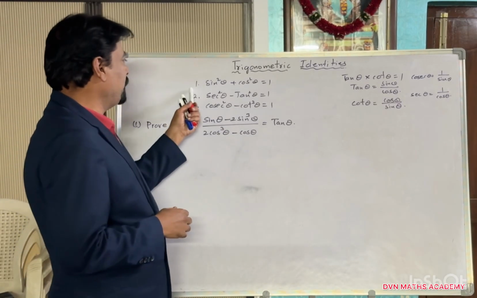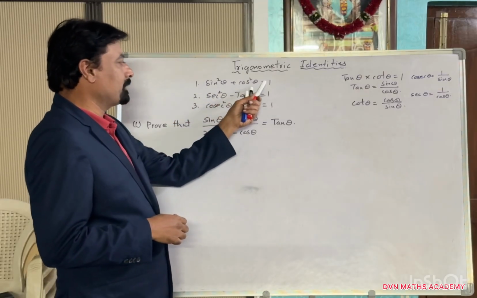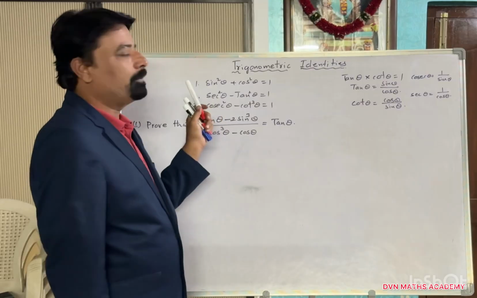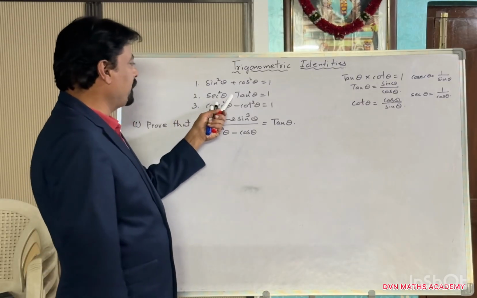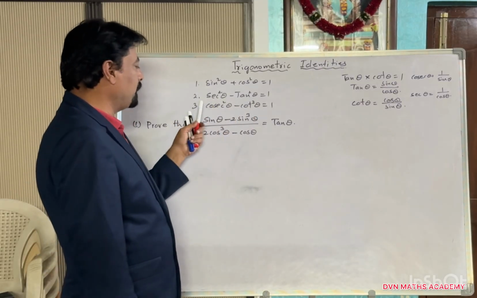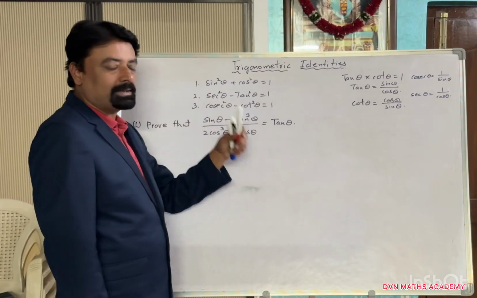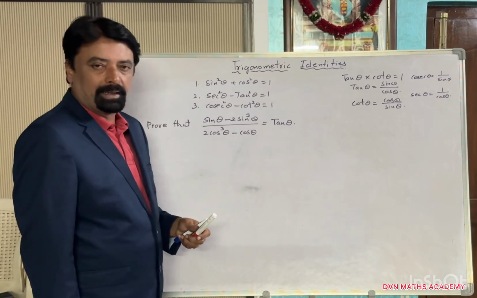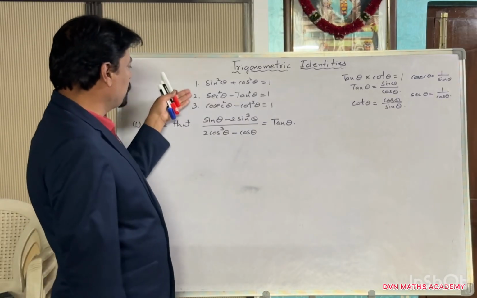The first identity, everybody knows that sin square theta plus cos square theta is equal to 1. The second identity, the basic identity of trigonometry, is sec square theta minus tan square theta is equal to 1. The third identity is cosec square theta minus cot square theta is equal to 1. These three are the basic identities in trigonometry. So we are applying them in so many ways.